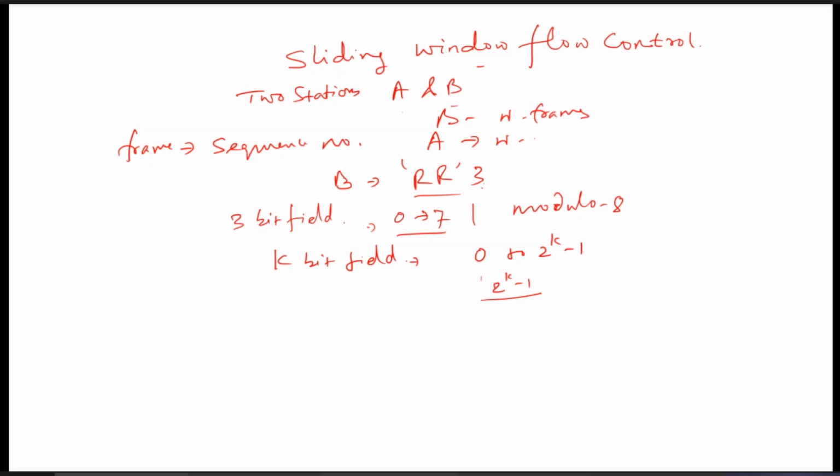Before proceeding, each time A transmits frames, its window size will shrink, and each time B receives frames, its window size also will shrink. Right. And when A receives the acknowledgement, its window size will expand. Similarly, when B sends the acknowledgement, its window size will expand. These things will be more clear when you see it.